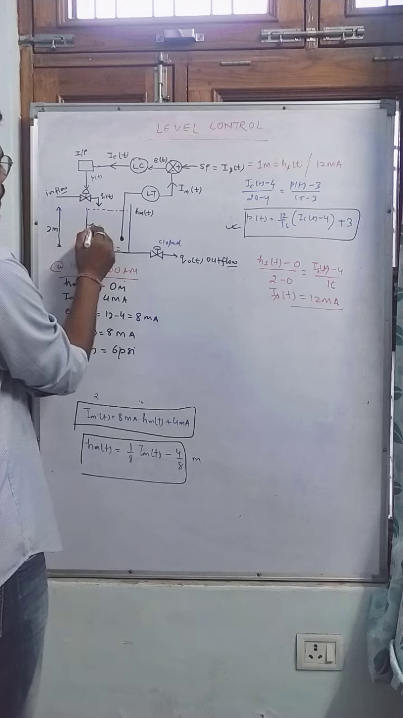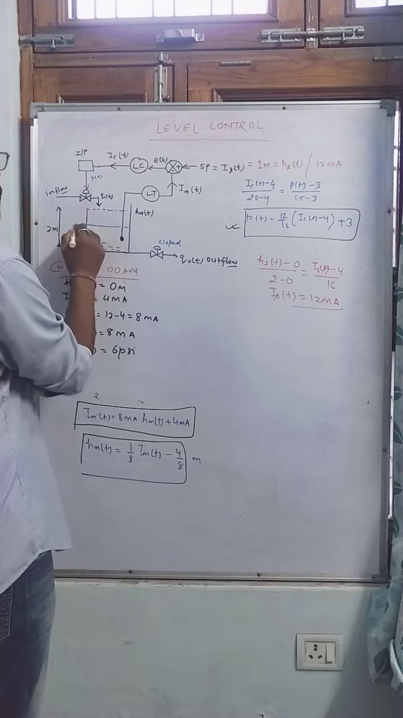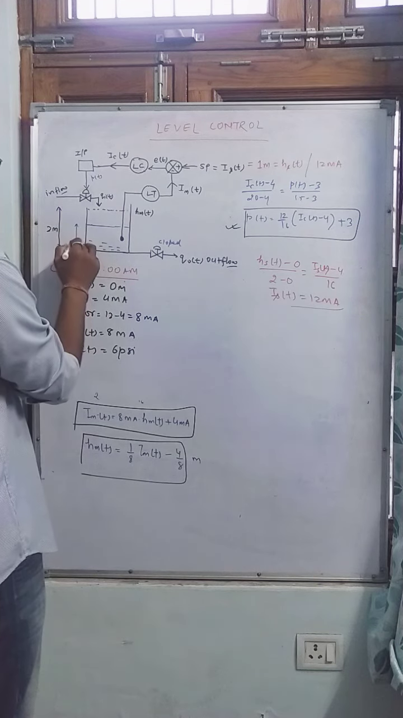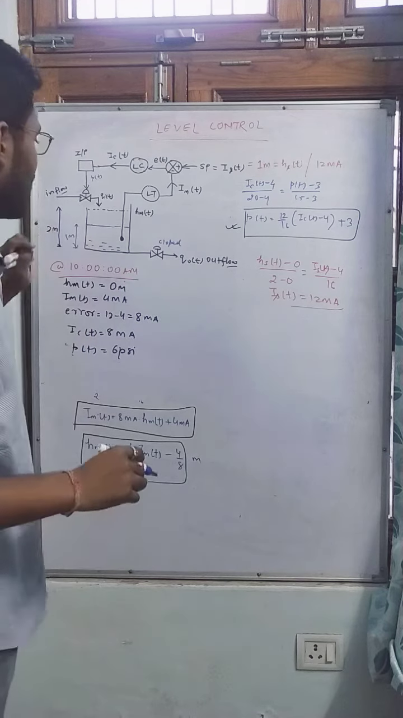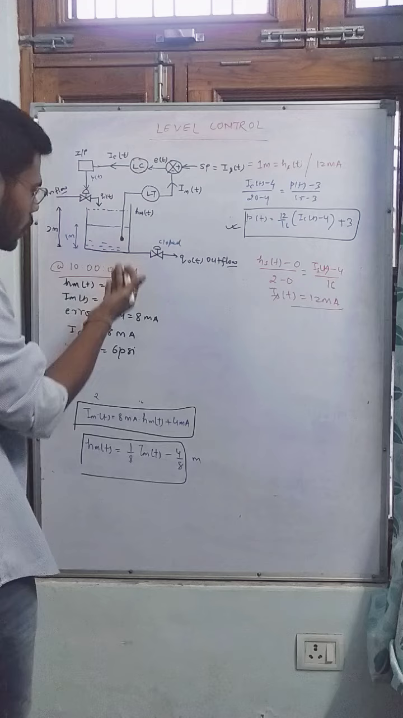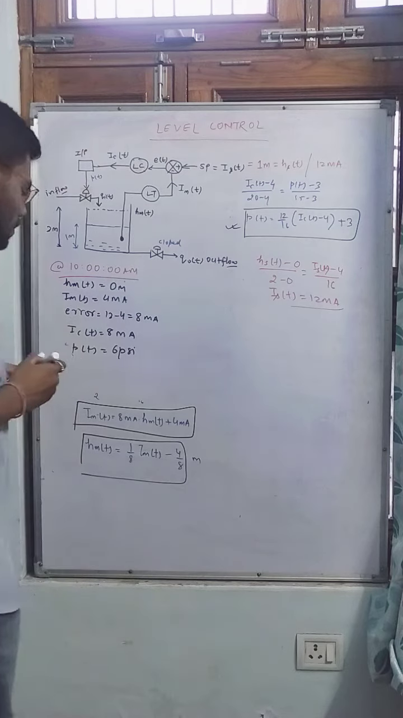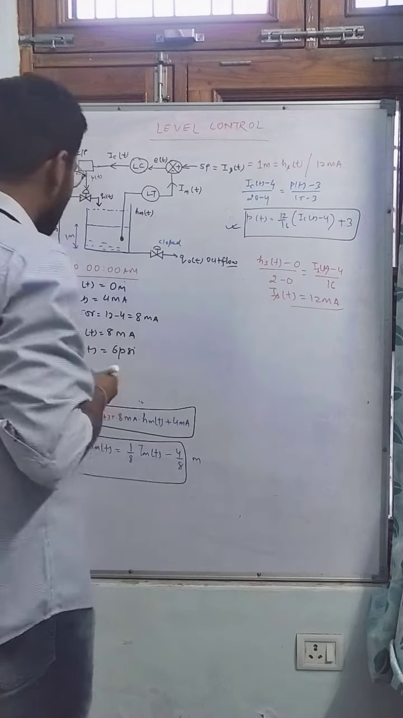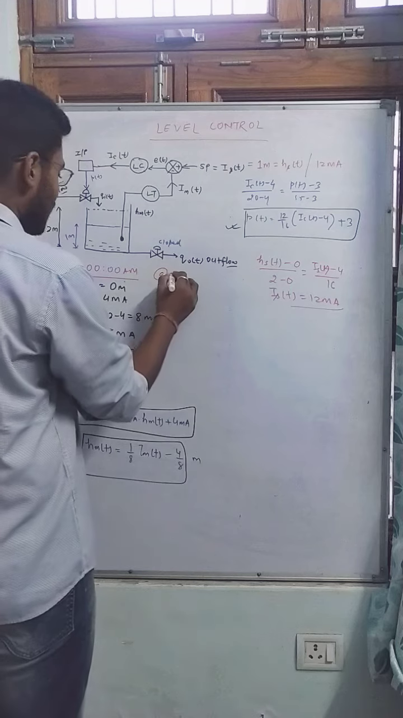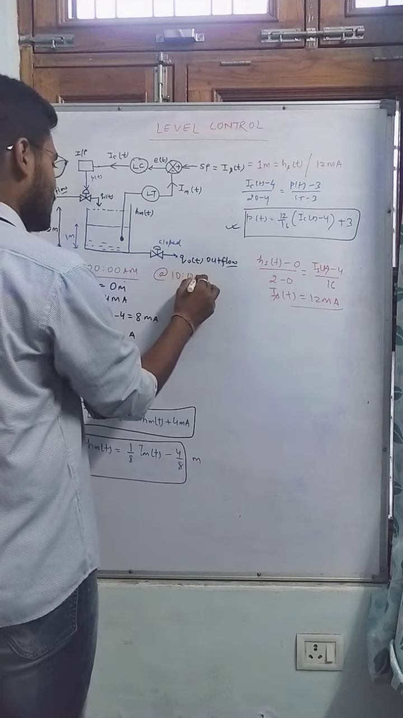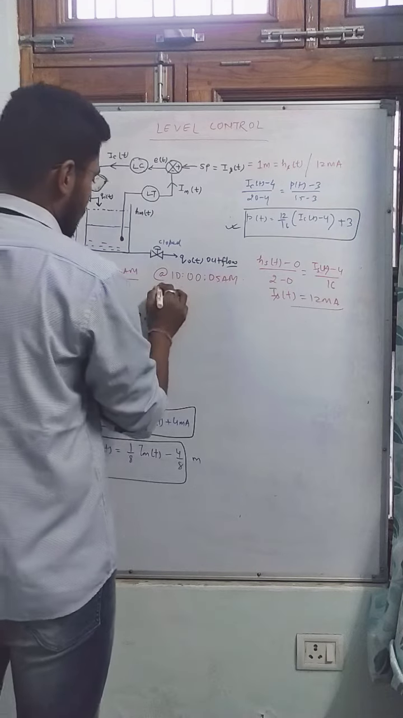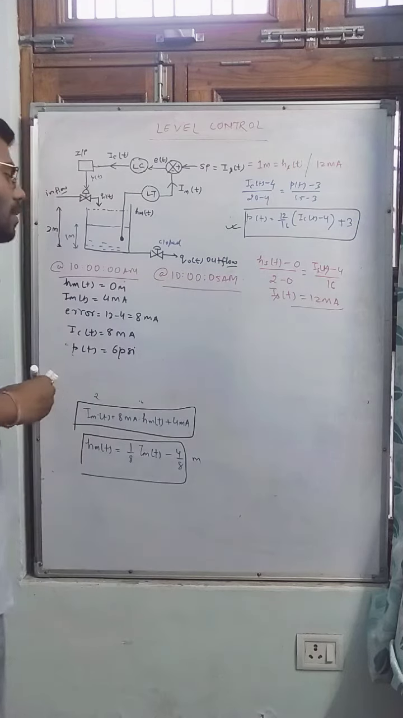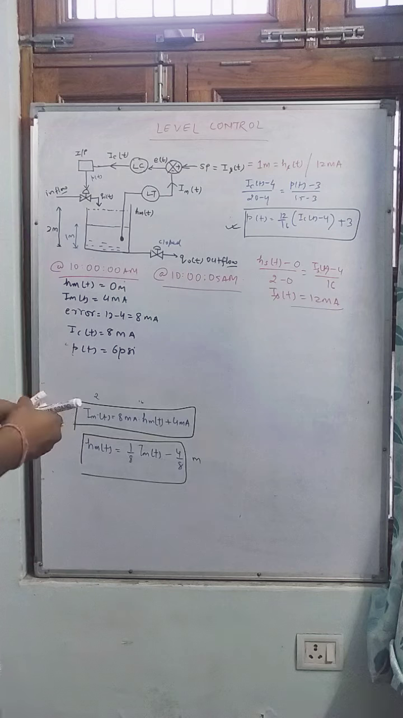What is your set point? Set point is 1 meter. We have to maintain the level of the liquid in the tank up to 1 meter only, not beyond 1 meter, not less than 1 meter. Fine. Now we are analyzing the situation after 5 seconds.